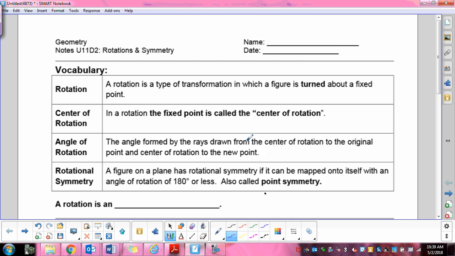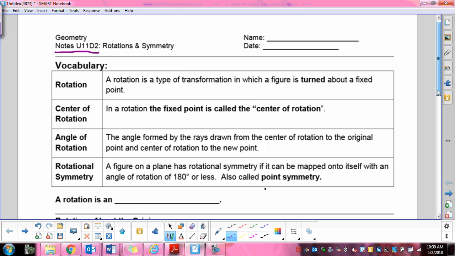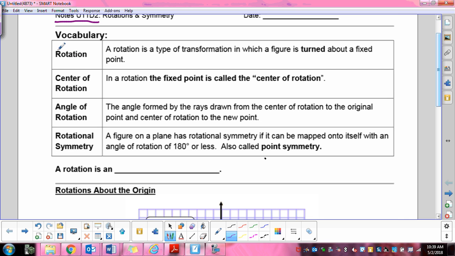Good morning, majors. Today we're going to go over our day 2 notes, and this should be the end of your notes for the year. This is it. So I want you to read these. We are going over rotation today and symmetry.